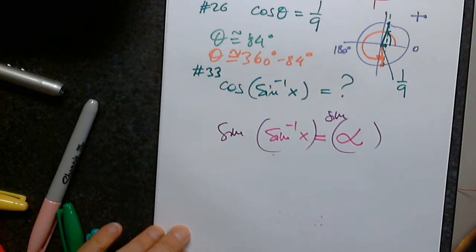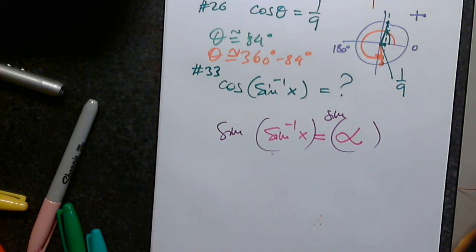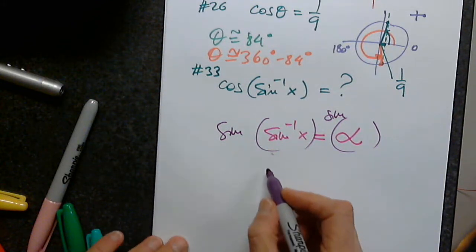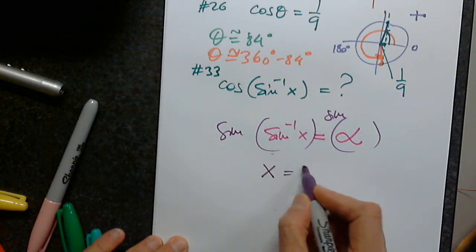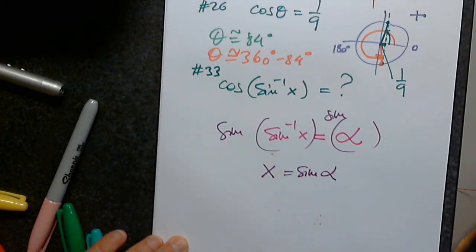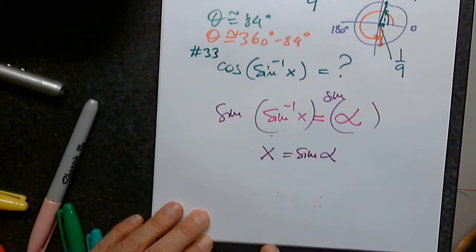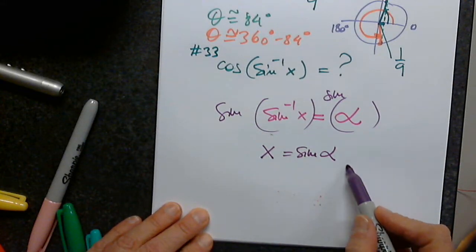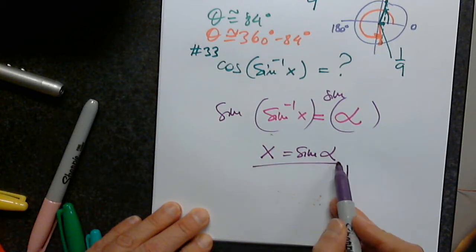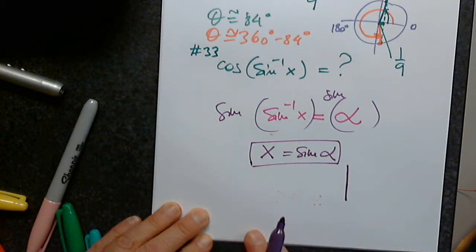What do I have on the left? Assuming all conditions are fulfilled, of course. What do I get? Correct. And the right-hand side is sine alpha. Bear with me. This equation tells me this.